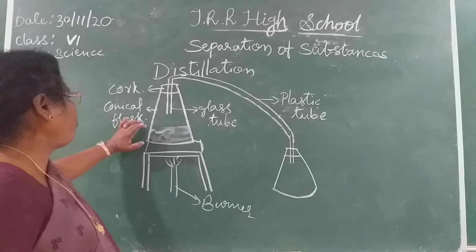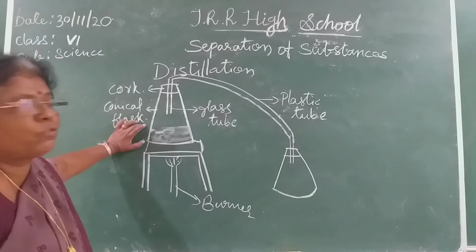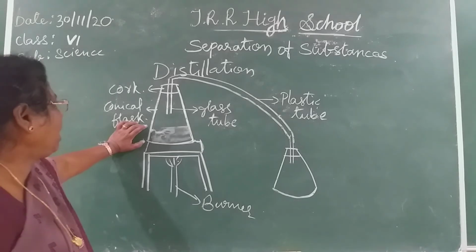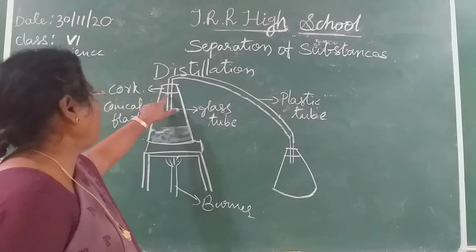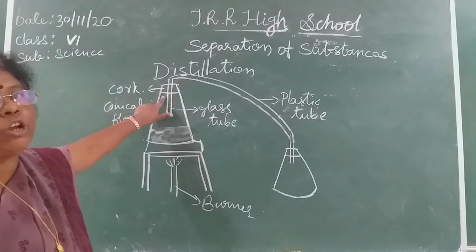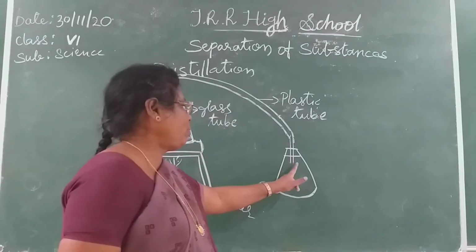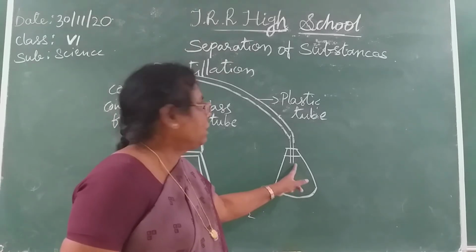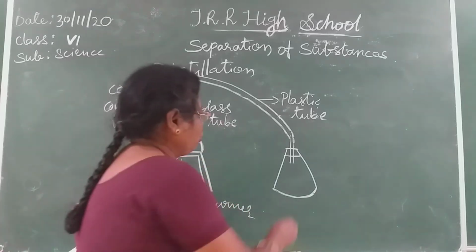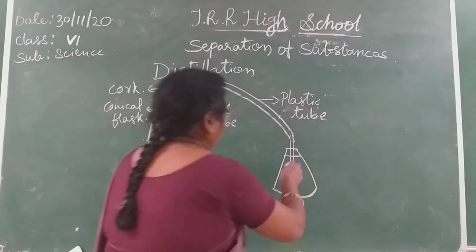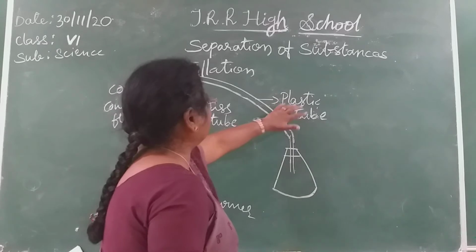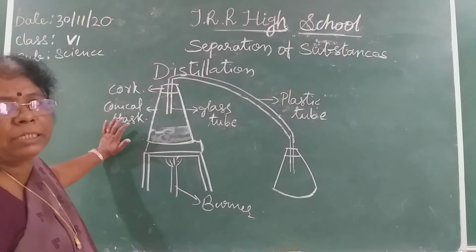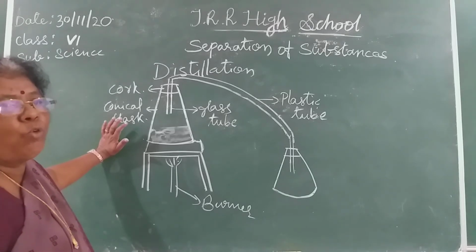Now, take the tap water in the conical flask which you are keeping on height. Understood? And fix the one hole rubber stopper to this and one hole rubber stopper to the conical flask which you are keeping in the lower position. Now fix the glass tubes in the rubber stoppers, and these glass tubes are connected with the plastic tube. Now your apparatus is ready for the experiment.